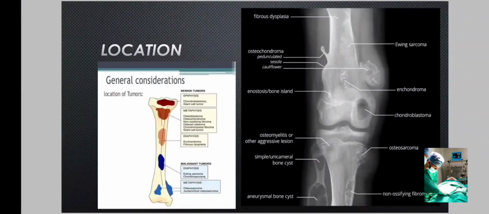Let's see the classification according to the location. This is very important. At first, look at the picture which is on the right side. First, let's see according to the location. First, see the benign ones. From the epiphysis, there occurs chondroblastoma and the giant cell tumor.